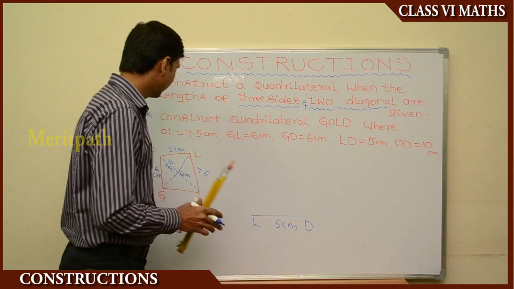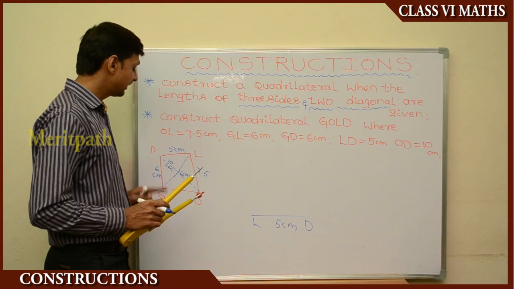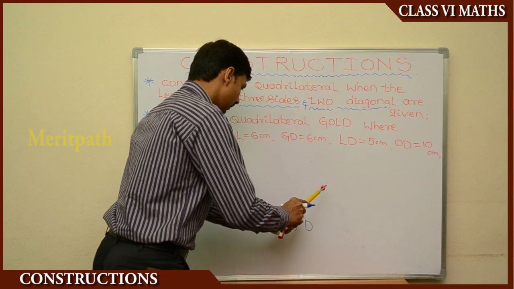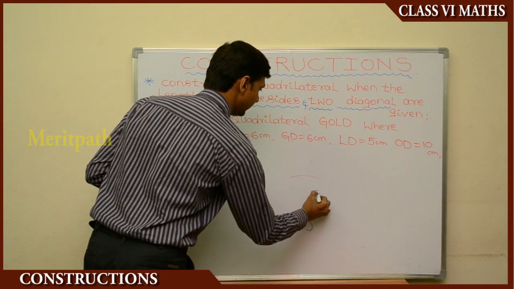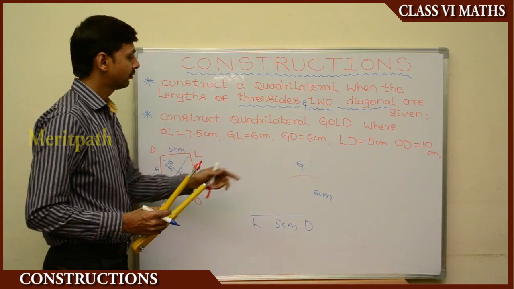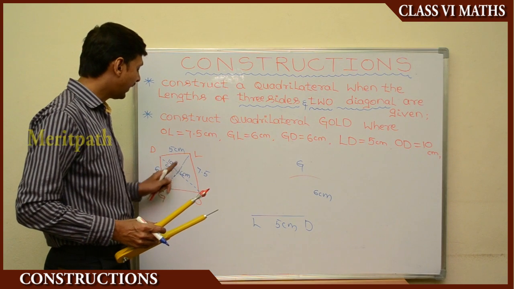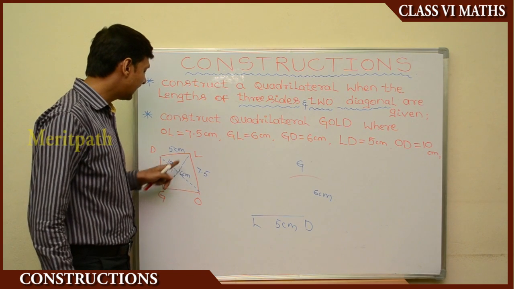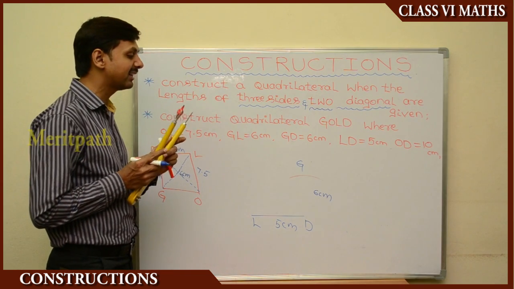So on compass we will take DG, which is 6 centimeters. So take 6 centimeters radius on compass. Let's make an arc. This 6 centimeters radius, and this is G. So GD completed. And we know LG because we are going to construct a triangle of LGD. So LG we know is 6 centimeters. Let's take 6 centimeters radius on compass.